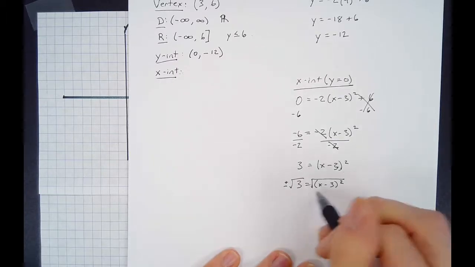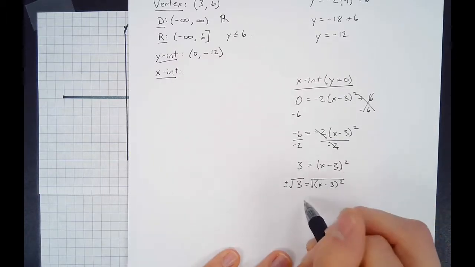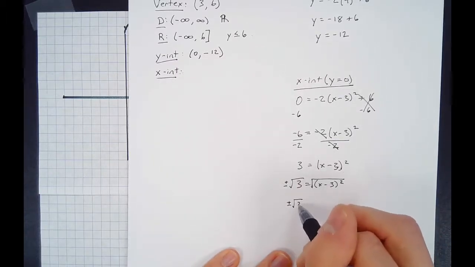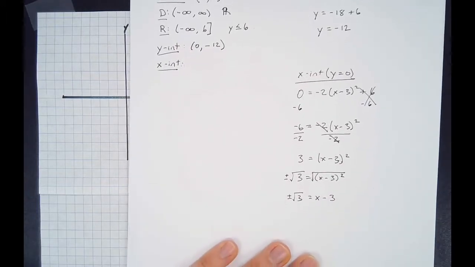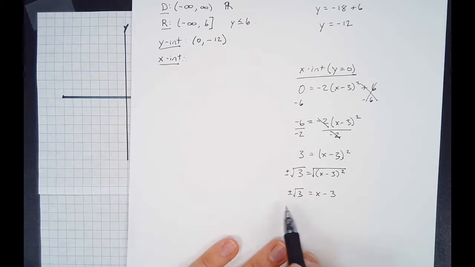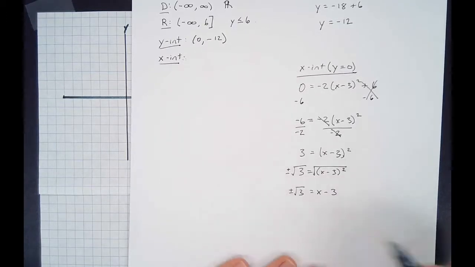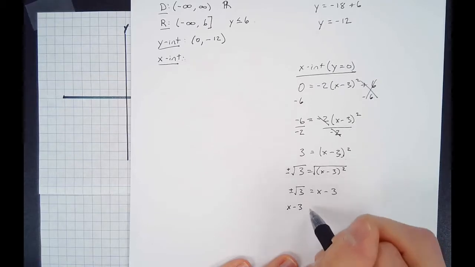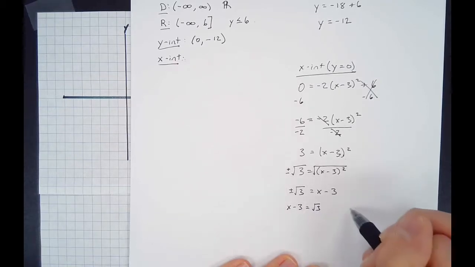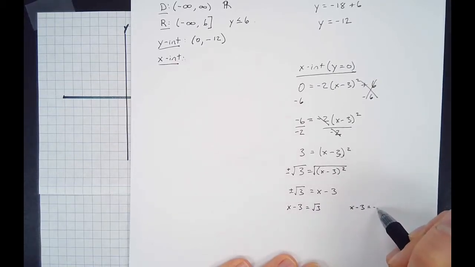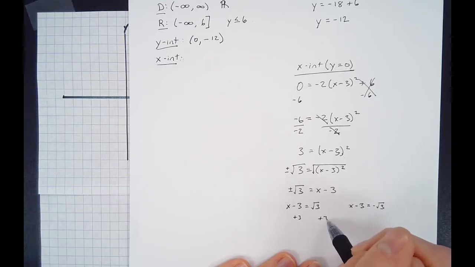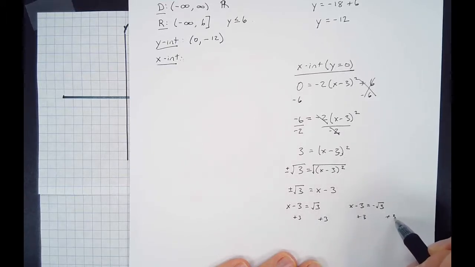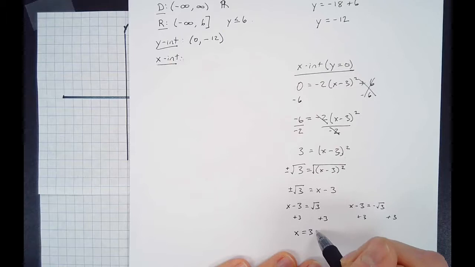The radical and the square root cancel each other out. So I'm left with x minus 3 equals plus or minus the square root of 3. This plus or minus is really weird to work with, so I'm going to split this into different problems. I'm going to make it x minus 3 equals the square root of 3, and x minus 3 equals negative the square root of 3. Now to solve for x, I simply add 3 to both sides. I can finally get rid of what was inside of my parentheses. I'll do them both at the same time.